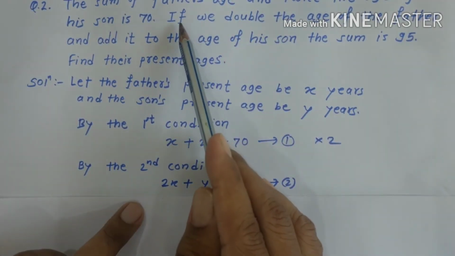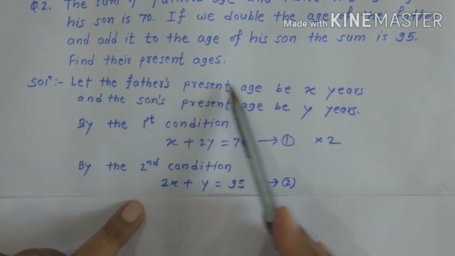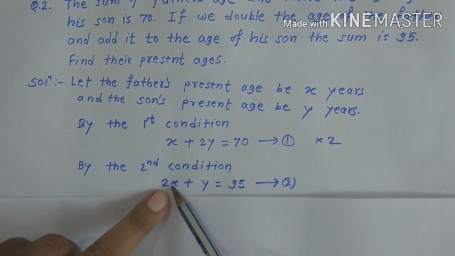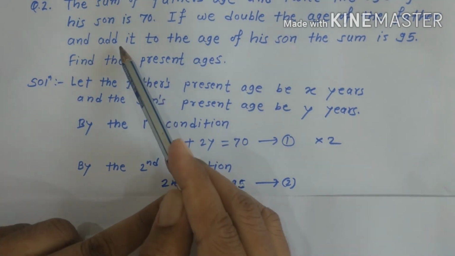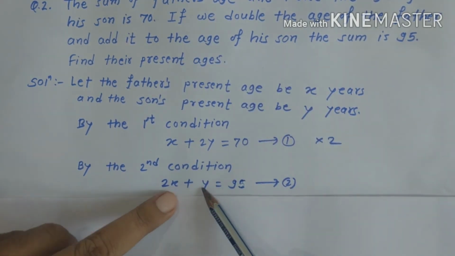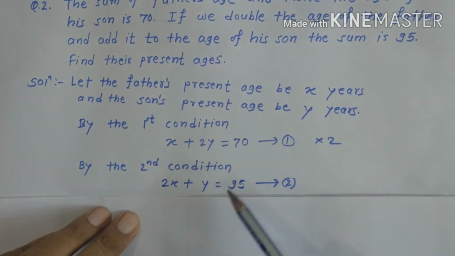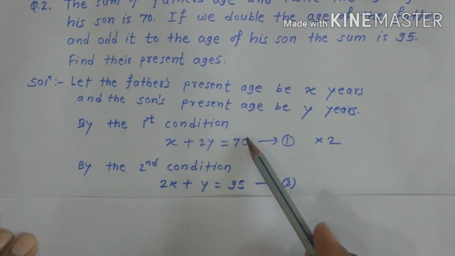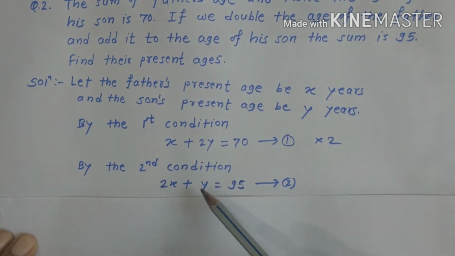Now read the second line. If we double the age of father, what is the father's present age? Father's present age is x. We double the age, double means 2x. Here I have written 2x. And add it, therefore here is a plus sign. Add it to the age of his son. Age of his son is y. Therefore equation becomes 2x plus y equal to 95, because sum is given 95. Now here also we have found two equations which are simultaneous equations. To obtain the value of variable, we need to solve this simultaneous equation.